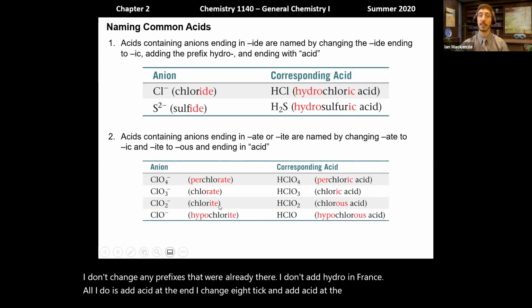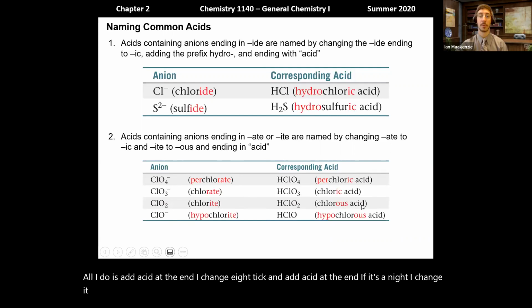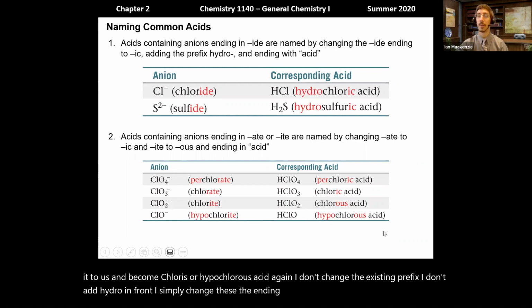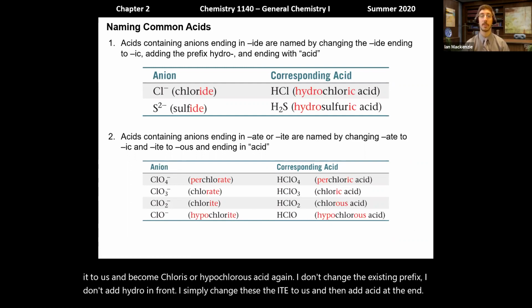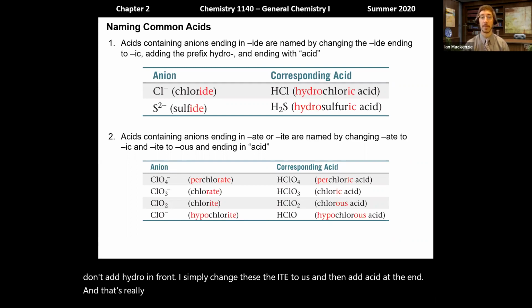If it's an "ite", I change it to "us" and become chlorous or hypochlorous acid. Again, I don't change the existing prefix. I don't add hydro in front. I simply change the ending, the "ite", to "us", and then add acid at the end. And that really summarizes how we name common acids.